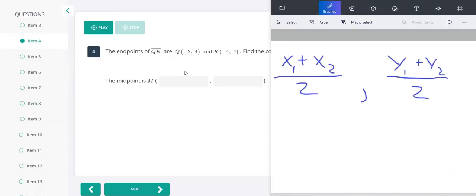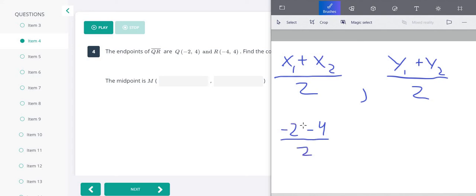Number 4, they want us to tell them the midpoint of this line, QR. So if Q's at -2, 4, R is at -4, 4. This is our midpoint formula here. Just both x's added together divided by 2, and then both y's added together and divided by 2. So our x's here are -2 and -4. So -2 and -4. If you add those, then divide by 2.